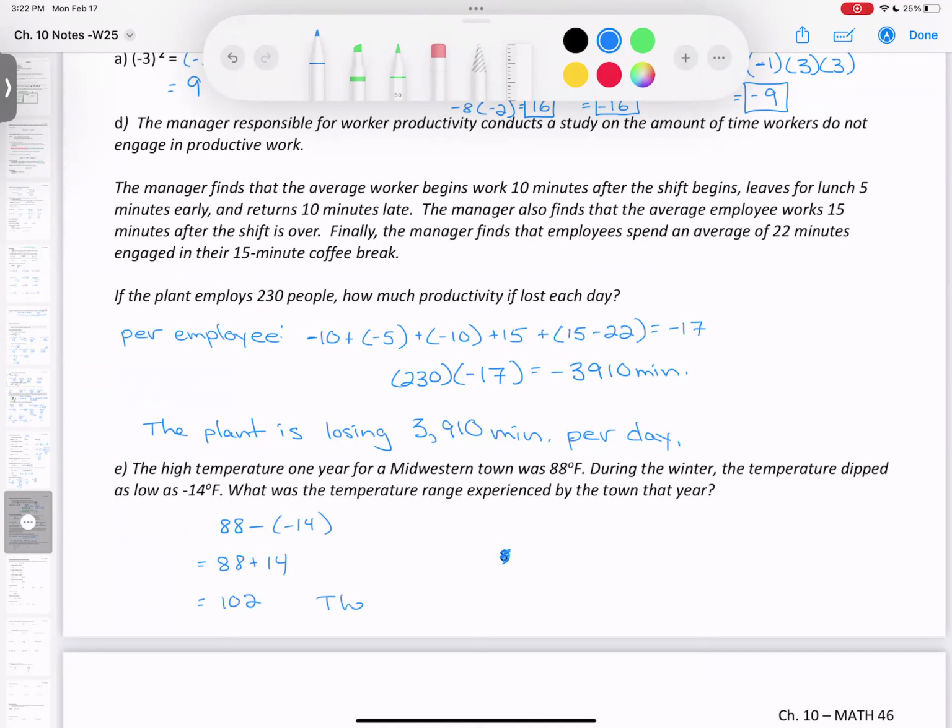So the range was 102 degrees Fahrenheit. And if you think about it on a thermometer, that might make sense. If you started at 88 degrees Fahrenheit on a thermometer, went all the way down to 0, now that's 88 degrees, but you've got to go another 14 degrees to get down to -14. So you would end up with a range of the 88 plus another 14.